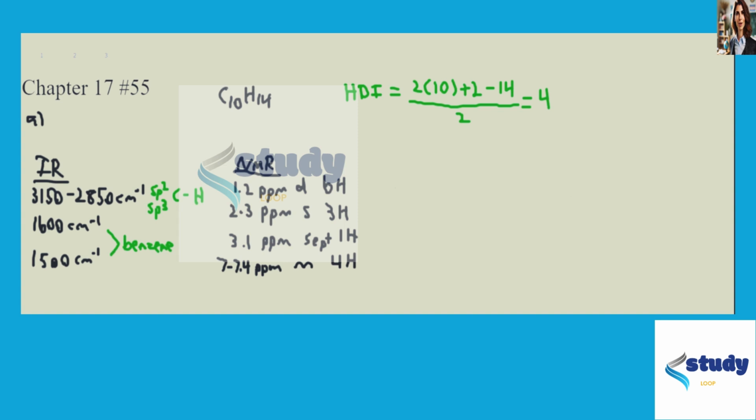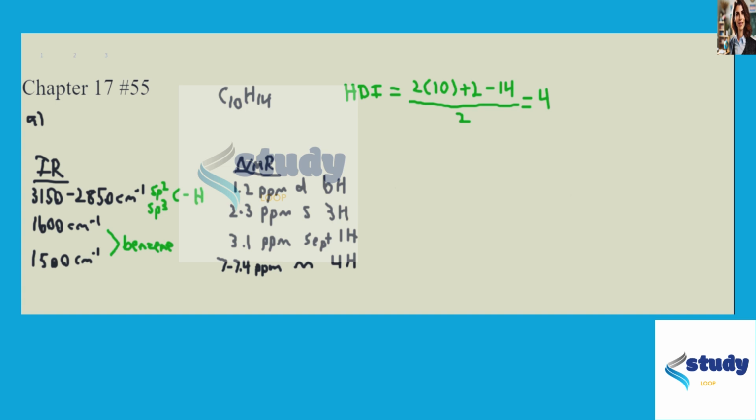This is the answer to Chapter 17, problem number 55 from the Smith Organic Chemistry textbook. In this problem, we're given three molecular formulas and spectral data for each formula, and we're asked to use that to come up with a structure for each one. I already have some stuff written here. The stuff written in black is all the information we were given, and the stuff written in green is how I started each one.